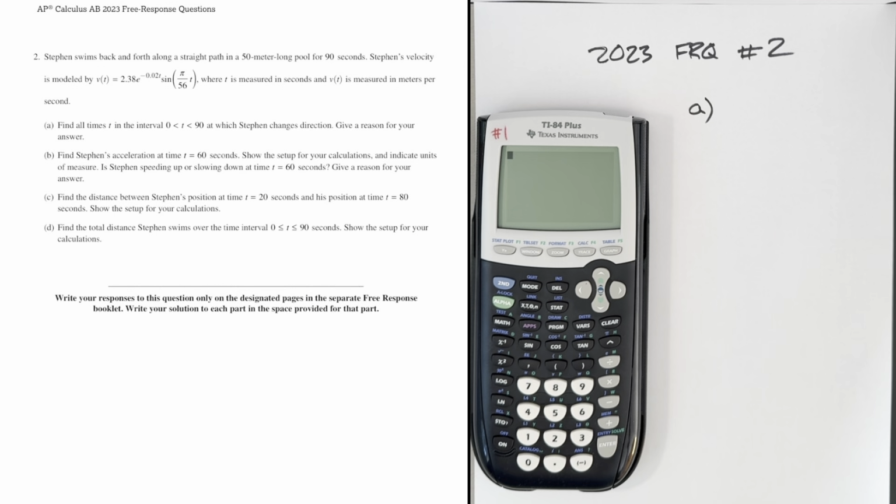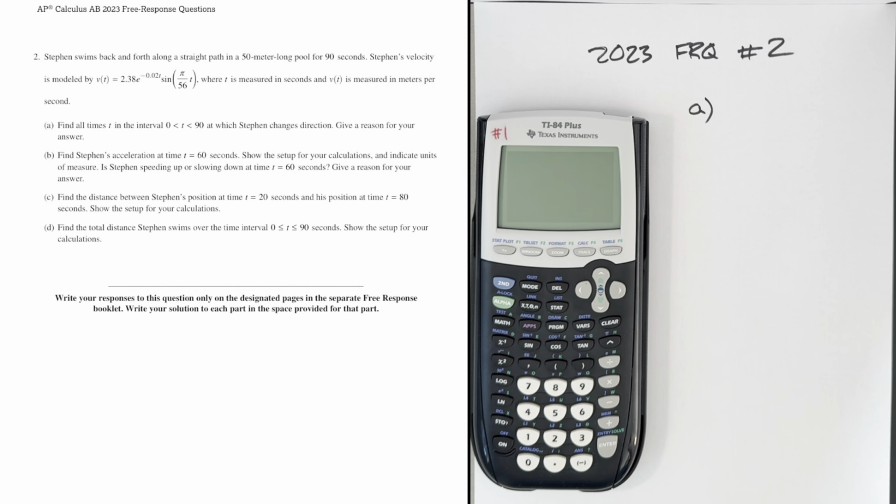Looking at the question, it says Steven swims back and forth along a straight path in a 50-meter long pool for 90 seconds. Steven's velocity is modeled by v of t equals 2.38 e to the negative 0.02 t times sine of pi over 56 t, where t is measured in seconds and v is measured in meters per second. In part A, it says find all times t in the interval from 0 to 90 at which Steven changes direction, and give a reason for your answer.